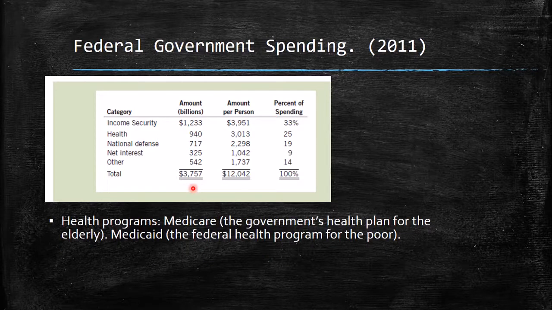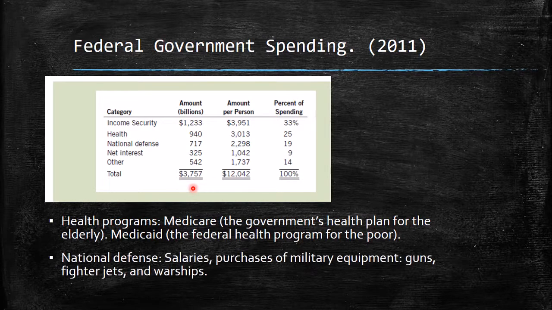And here we have the other part, which represents 25% of the total spending for the federal government. Those are the health programs. It is Medicare, basically the government's health plan for the elderly, and the other one, Medicaid, which is basically the federal health program for poor people. So these two represent the health programs with 25% of the total. And the other part that we have is national defense, the third one. It covers salaries and purchases of military equipment, guns, fighter jets, and warships. And actually, it increases in periods of war.